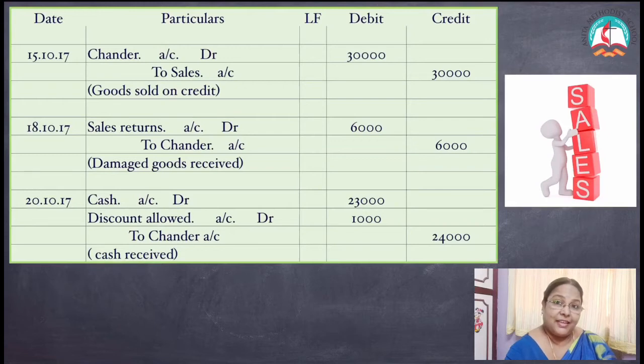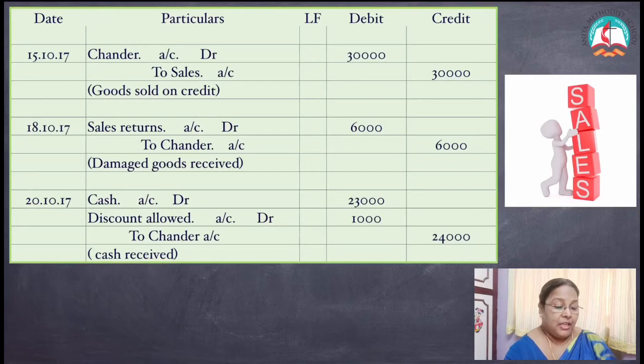Chandar account debtor to sales account. Sold goods on credit. How much? 30,000. And then again we have sales returns. When sales is credit, sales returns is debit. Sales returns, it comes in. So it is debit. Sales returns account debtor. Who's the giver here? Chandar is the giver. So to Chandar account. Damaged goods received.